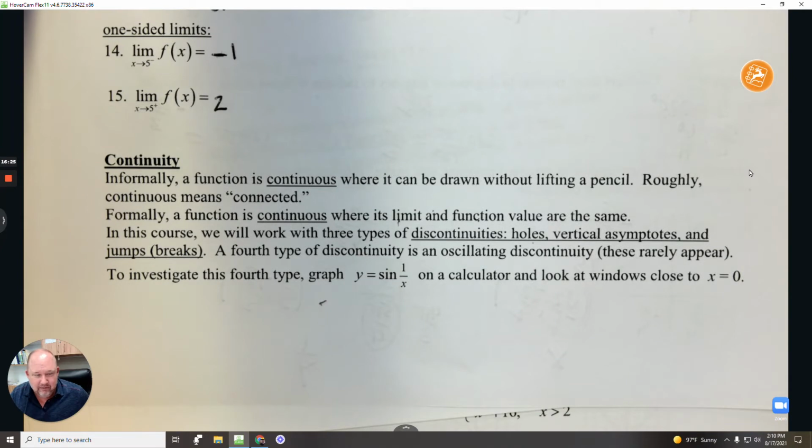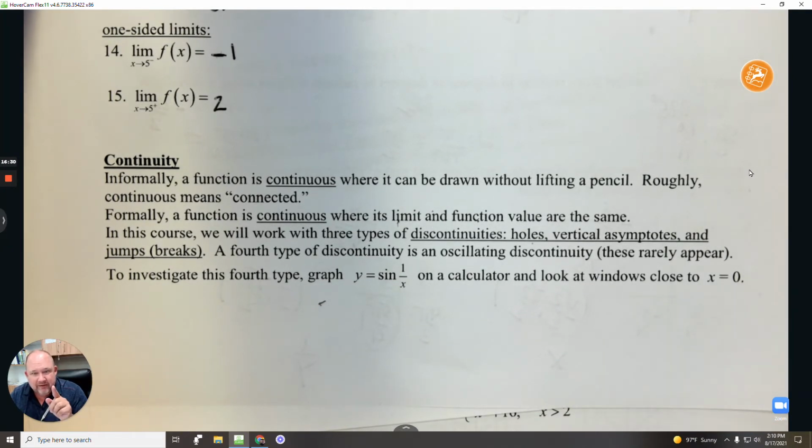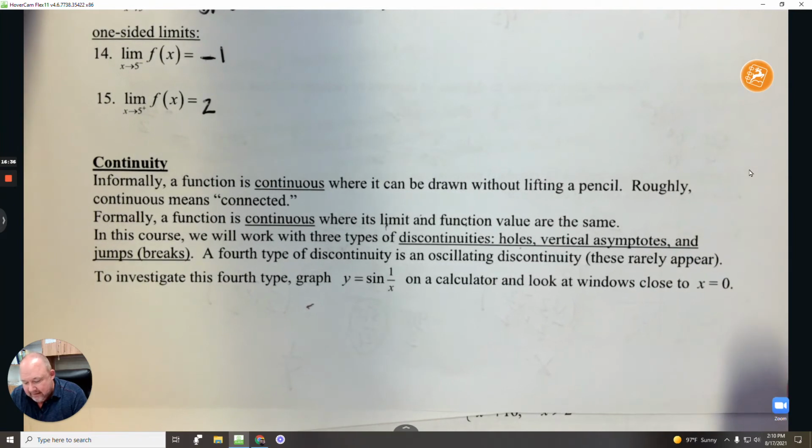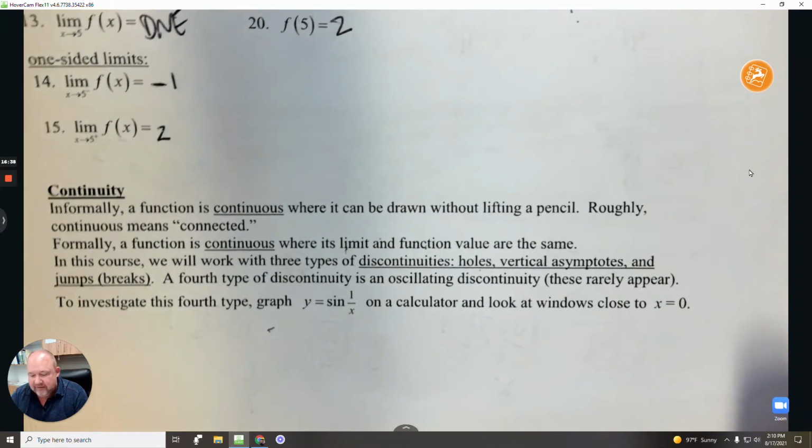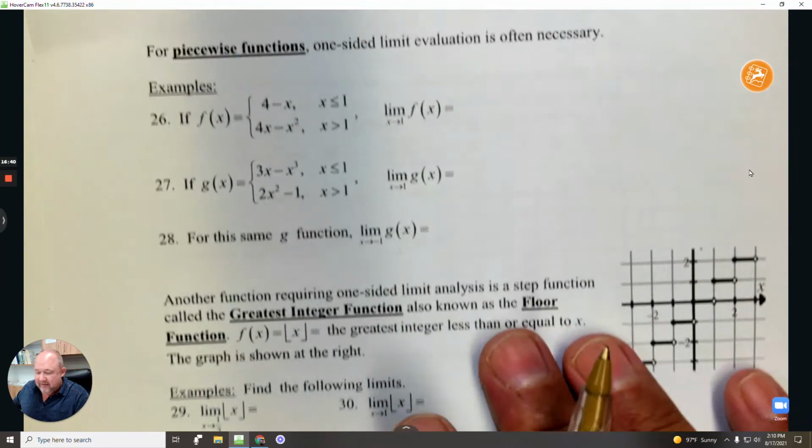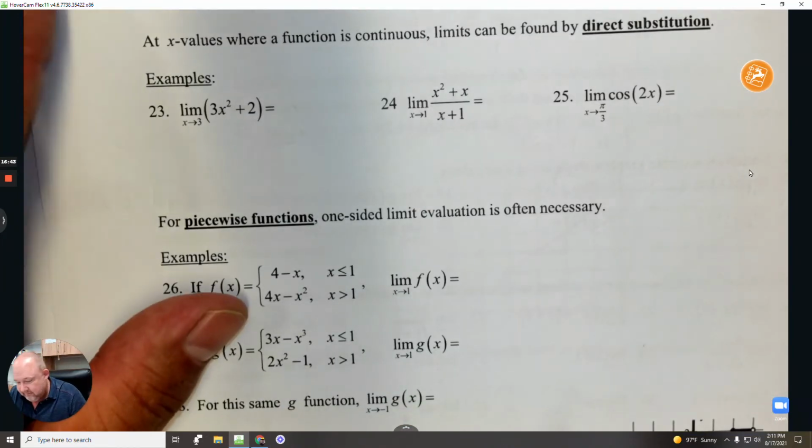These rarely appear. Oscillating means it goes up and down, up and down, up and down around a number. To investigate this fourth type, you can graph y equals sine 1 over x on a calculator and look at windows close to x equals 0, and you would find that it oscillates in terms of that.